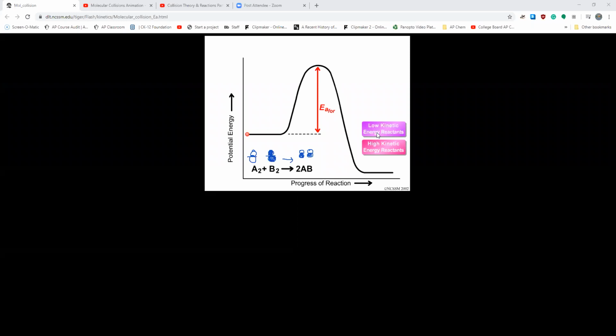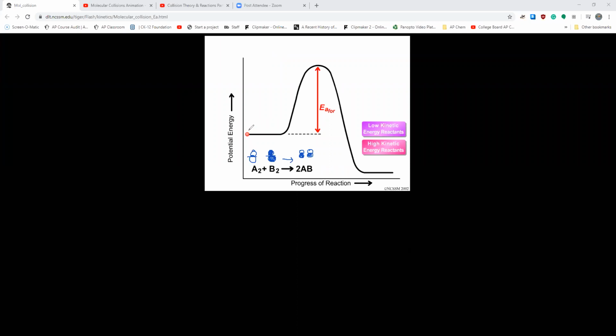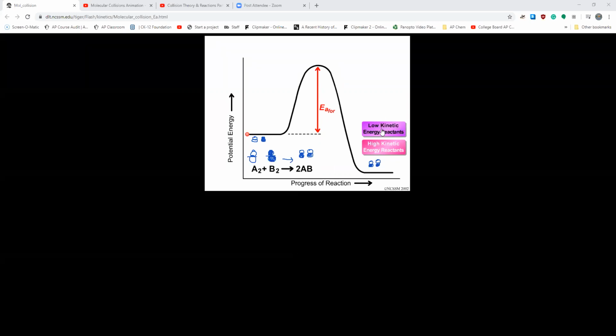So here we're going to have the reactants over here, and here are your products. What do I have? A, B, A, B. How did they form? Well, let's see. Let's play. They have to have enough energy. What type of energy? Kinetic energy. They have to collide with enough energy.